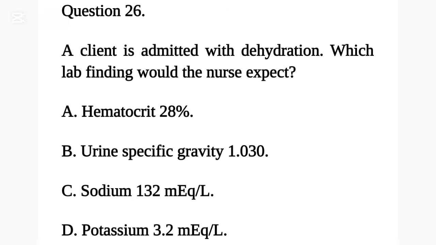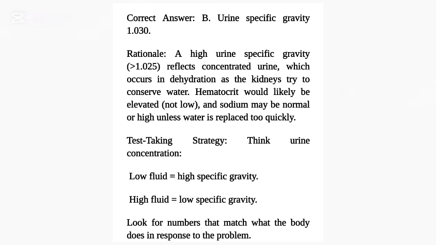Question 26. A client is admitted with dehydration. Which lab finding would the nurse expect? A. Hematocrit 28%. B. Urine specific gravity 1.030. C. Sodium 132 milliequivalents per liter. D. Potassium 3.2 milliequivalents per liter. Correct answer: B. Urine specific gravity 1.030.